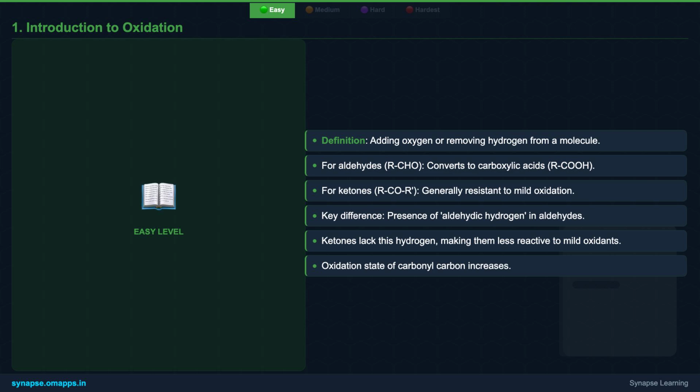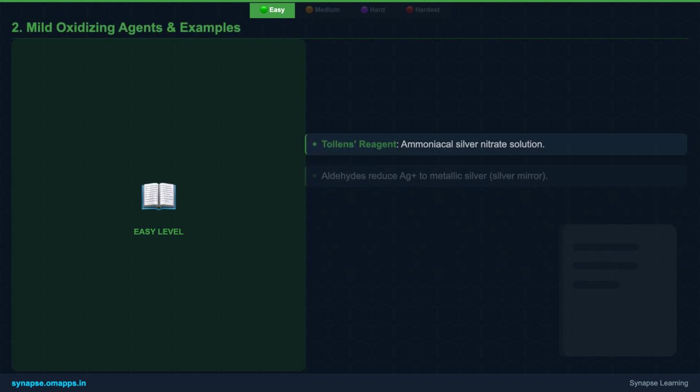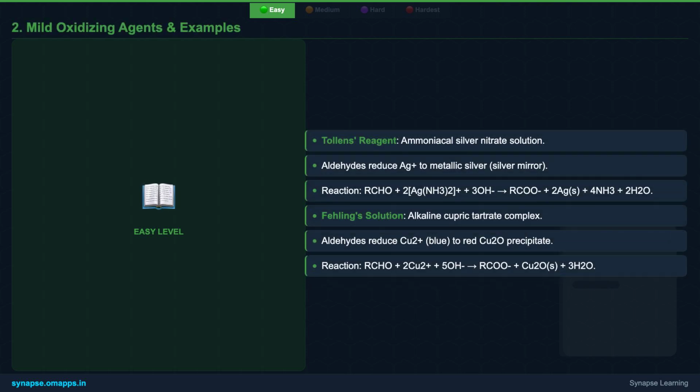Ketones, on the other hand, are a bit more stubborn. They don't easily give up their structure to mild oxidation, primarily because of their unique atomic arrangement. This fundamental difference is key to understanding their reactivity. The reason for this difference lies in their structure. Aldehydes have a special hydrogen atom attached to their carbonyl carbon, which we call the aldehydic hydrogen. This hydrogen is quite eager to leave, making aldehydes very easy to oxidize.